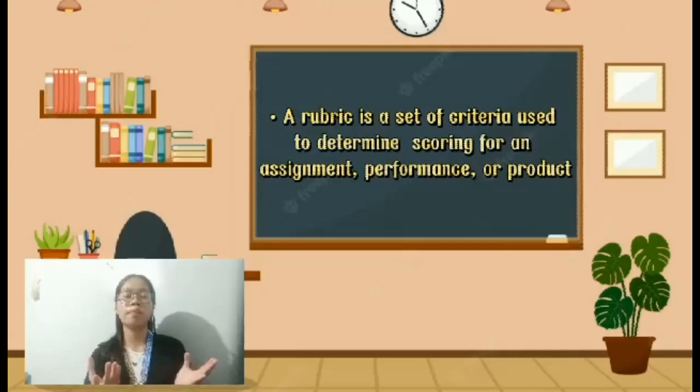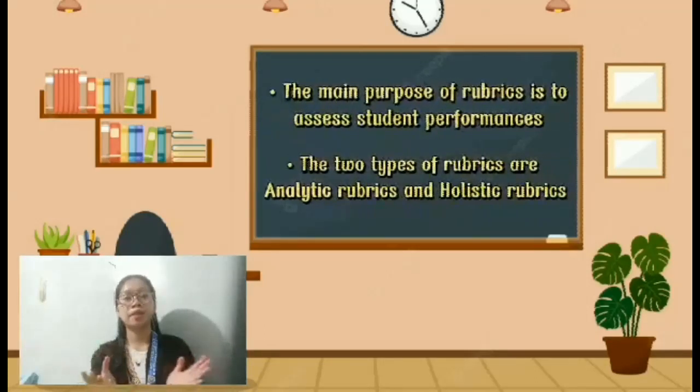There are many samples of rubrics online, but the teacher may consider the learners' objectives of the lesson, contextualization, and localization. The main purpose of rubrics is to assess student performances. For some performances, the teacher may observe the student in the process of doing something, like making their projects, online drills, tutorials, and many more.